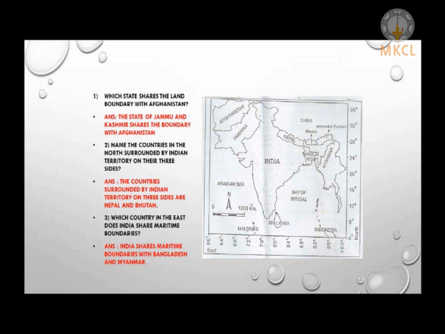The next question is, name the countries in the north surrounded by Indian territory on their 3 sides. You can see very clearly in the map, the countries surrounded by the Indian territory on the 3 sides are Nepal and Bhutan.